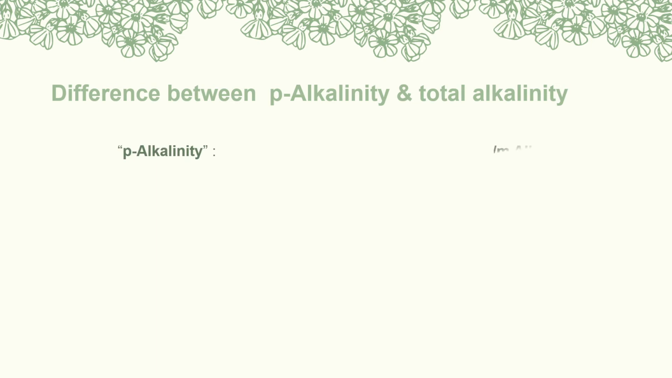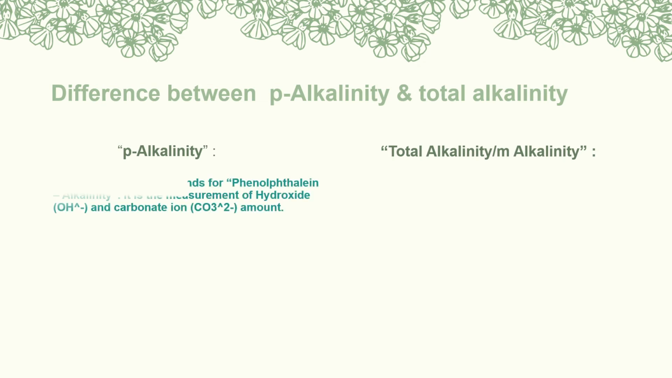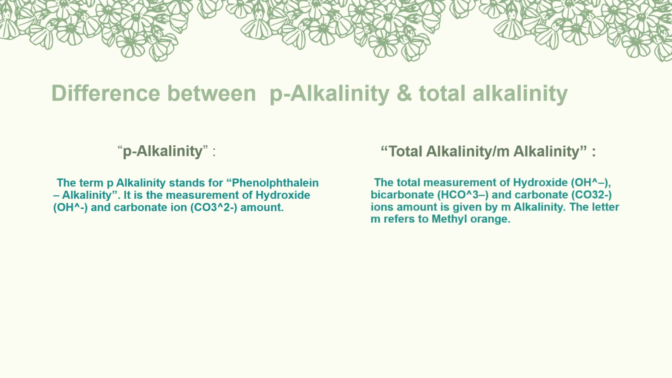P alkalinity, total alkalinity or M alkalinity. So let's start. The term P alkalinity stands for phenolphthalein alkalinity. It is the measurement of hydroxide and carbonate ion amount. And total alkalinity, the total measurement of hydroxide, bicarbonate and carbonate ions amount, is given by M alkalinity. The letter M refers to methyl orange.